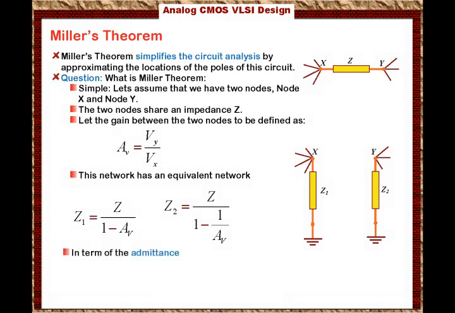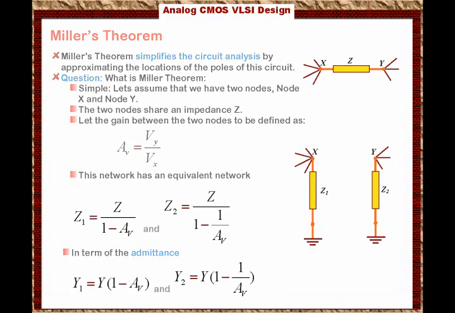This equation can be expressed in terms of the admittance because 1 over Z is the admittance. So basically what you have is Y1 will equal Y times 1 minus AV, and Y2 will equal Y times 1 minus 1 over AV. So the admittance becomes much bigger at the input if the gain is negative and large, and it becomes roughly the same at the output if the gain is negative and very large.